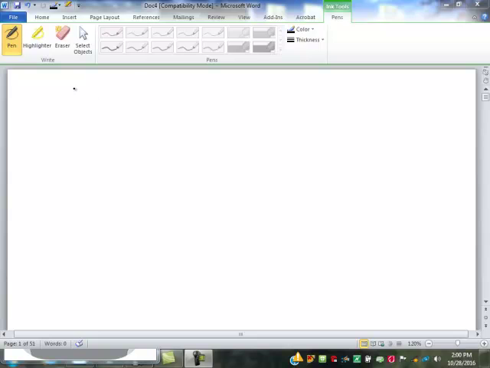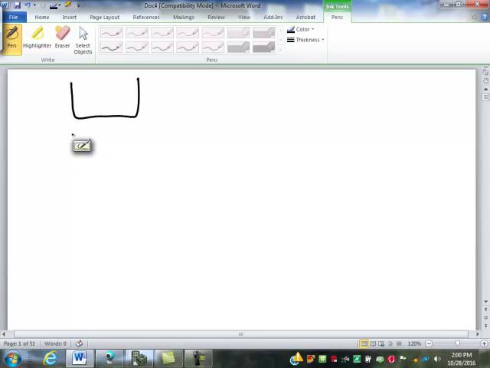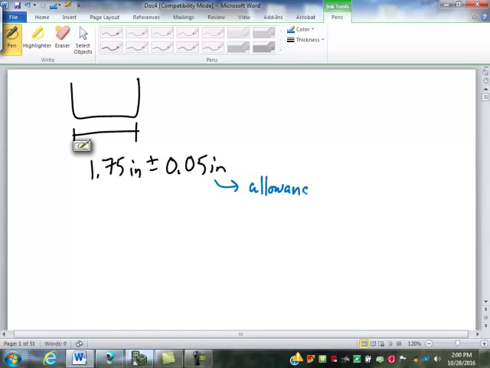We left off on Wednesday talking about things like this. If I'm given a dimension of, let's go 1.75 inches plus or minus 0.05 inches, we talked about how that was an allowance. An allowance means that we are allowed that much on either side of our measurement, and it's still acceptable.